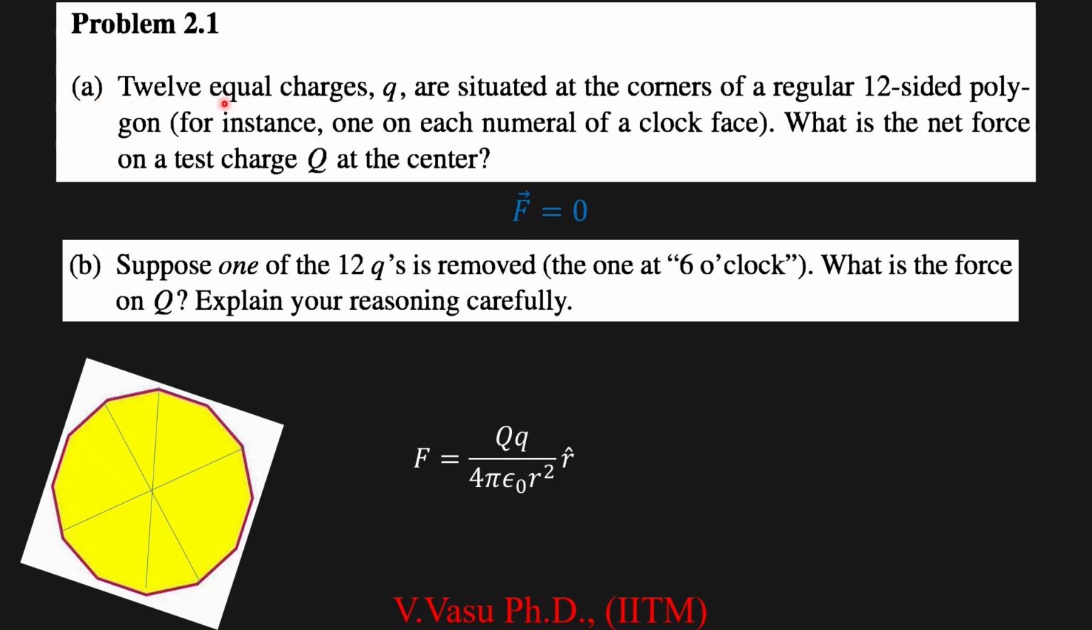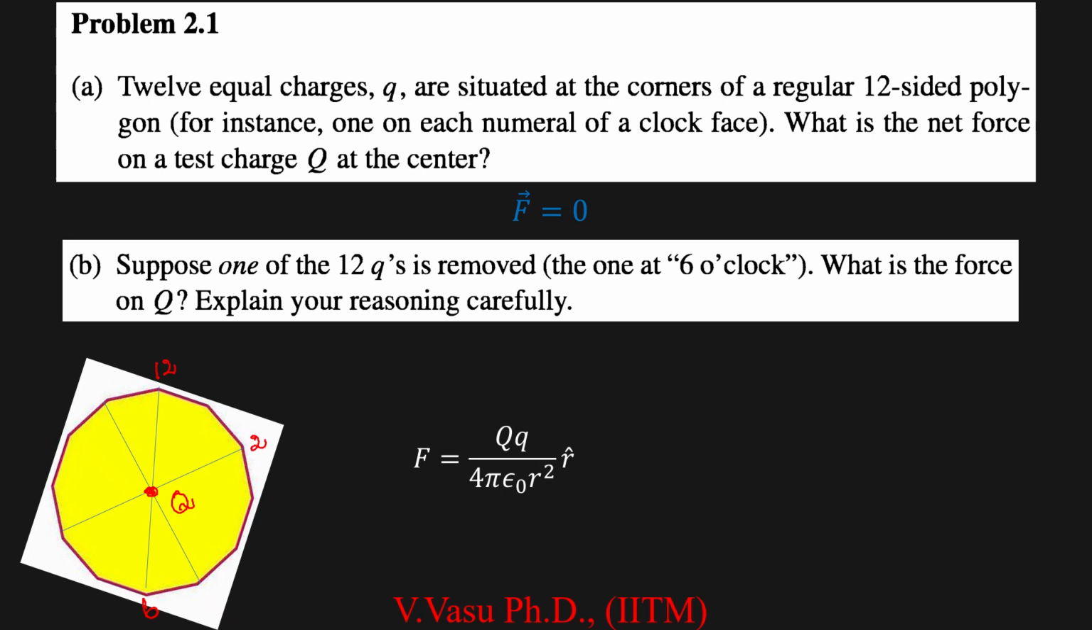Part A: 12 equal charges Q are situated at the corners of a regular 12-sided polygon, for instance, one at each numeral of a clock face. What is the net force on a test charge Q at the center? So, consider this as a clock. You have a charge Q at the center. This is 12 o'clock, this is 6 o'clock. At each numeral we are keeping one charge Q.